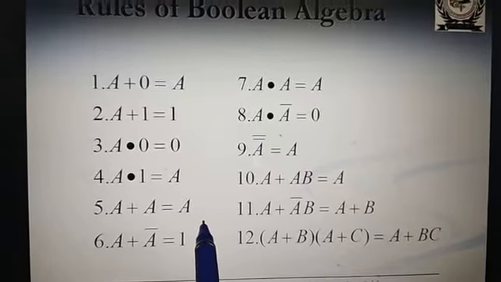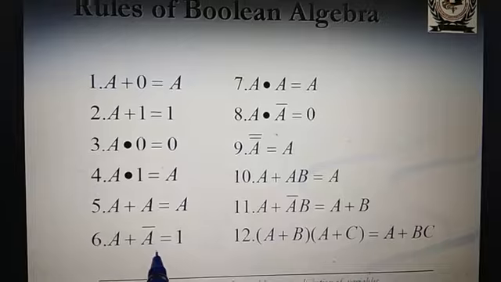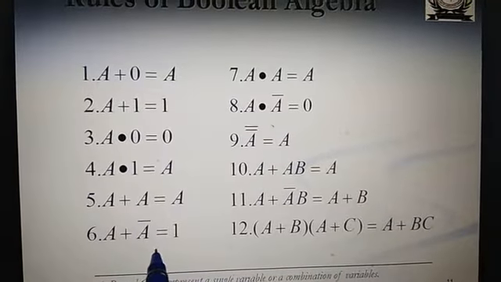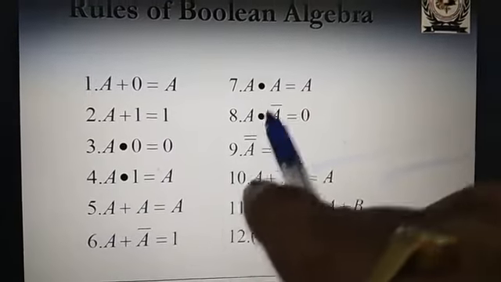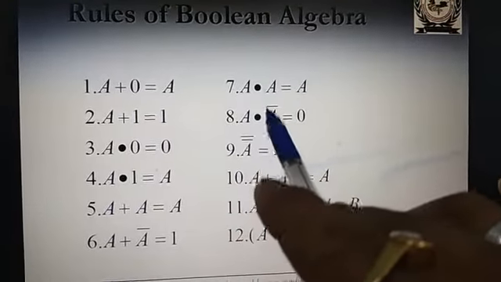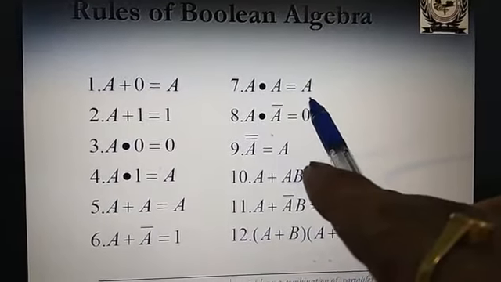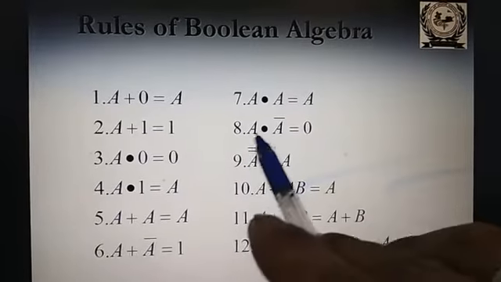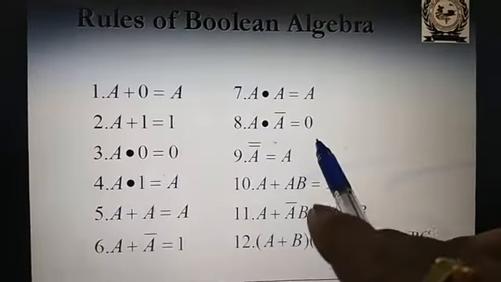A plus A is equal to A. This is the principle of the OR gate. A plus A bar is equal to 1. 0 plus 0 bar, 0 bar is 1. So 0 plus 1 is 1. A dot A, that is 1 dot 1, is equal to 1. Principle of the AND gate. A dot A bar is equal to 0. 1 dot 1 bar, 1 bar is 0. So 1 dot 0 is 0.